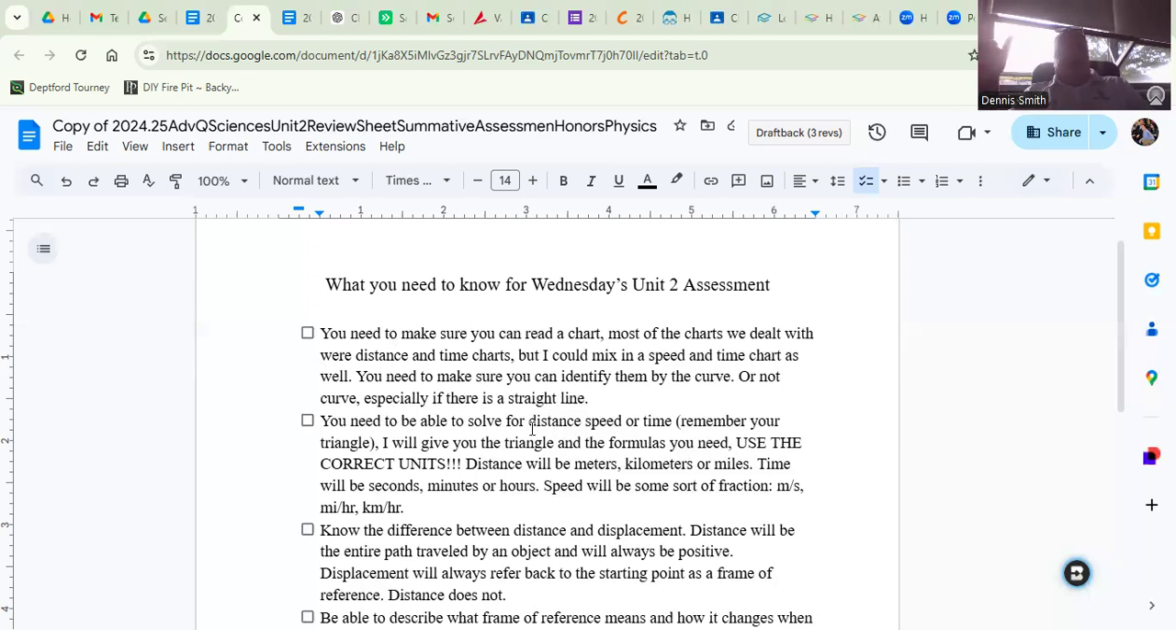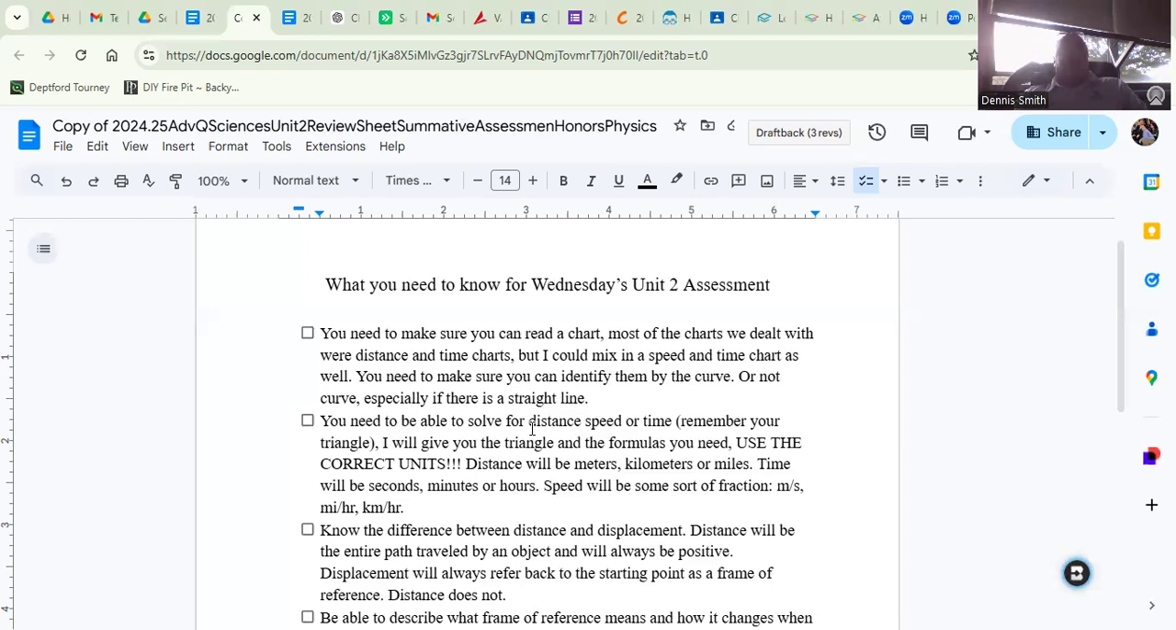You're going to have to do DST questions, distance, speed, and time. Remember the triangle. I will give you the formulas like I always do. Make sure you plug in the numbers where they belong. I will give you the triangle, the formulas that you have. Make sure you're using the correct units. I don't think I'm going to put anything in there that you're going to have to change from minutes to hours or kilometers to meters or whatever. So don't sweat that piece of it.